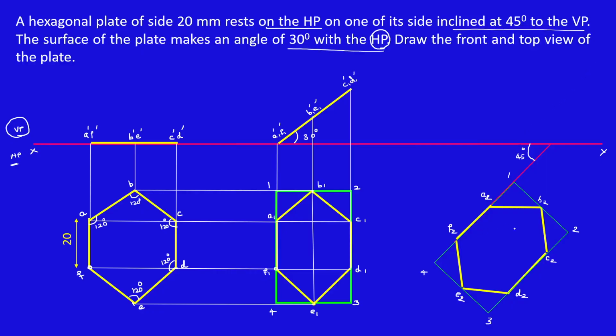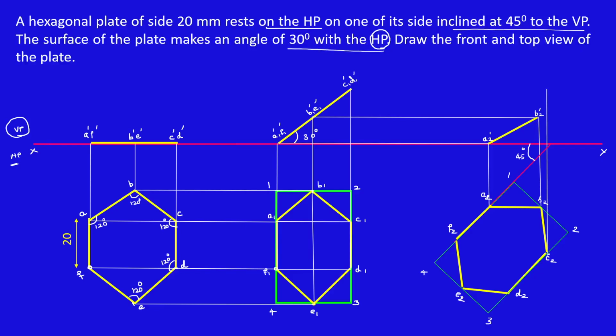Now I'm going to project this hexagon on the front view. First, extend the line A2. Similarly, extend the line A1 dash. So both will cut at this point. This is my A2 dash. Then extend line B2. Here I have B1. Both will cut at this point. This is B2 dash. Then extend C2. So we got 2 points. So we can connect A2 dash and B2 dash.